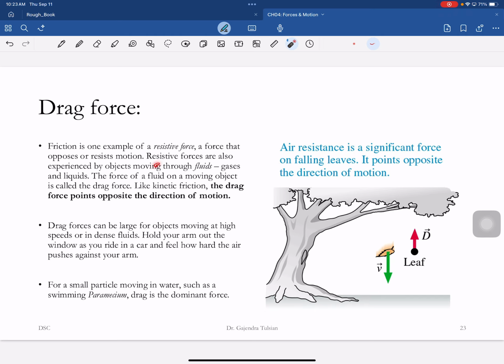Resistive forces are also experienced by objects moving through fluids, gases, and liquids. The drag force points in the opposite direction of the motion. So when this is falling down, the drag force is in this direction, and if I toss an object up, even if the drag force is negligible, when the keychain is going up, the drag force is in the downward direction. When it's falling down, the drag force is in the upward direction. Drag forces can be large for objects moving at high speeds or in a dense fluid.